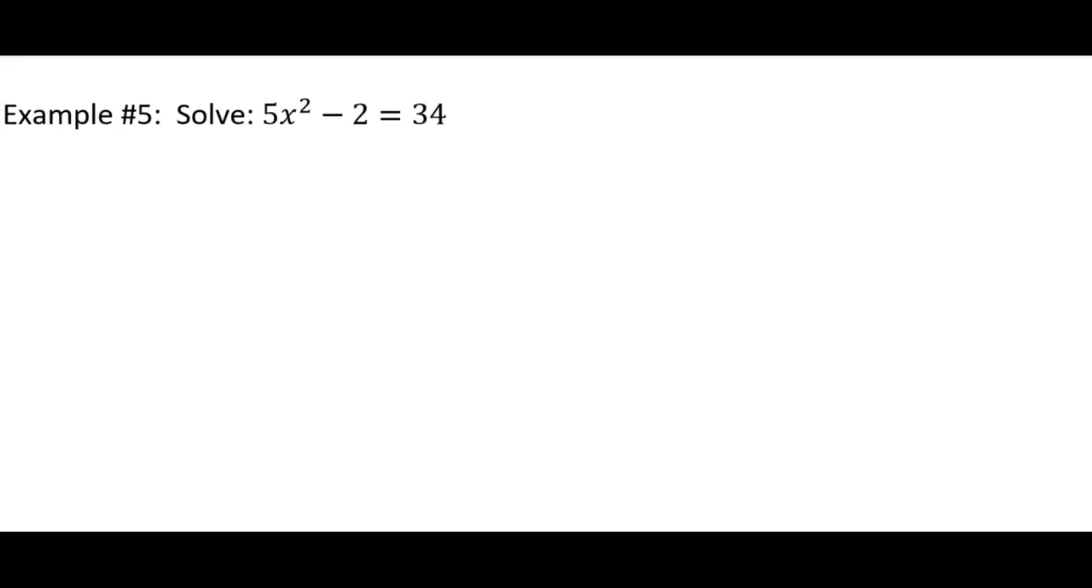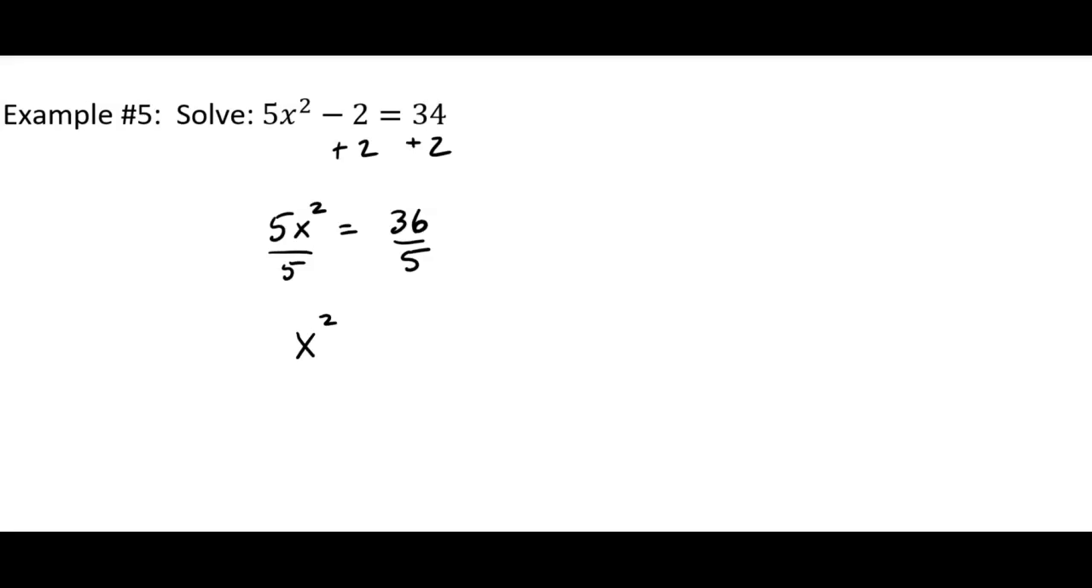All right, so here's another one. If you want, you could stop the video and see if you know how to do it, or you can just watch. You can always come back and finish the video. All right, get rid of the 2 by adding 2 to both sides. So you're going to have 5x squared equals 36. All right, now we need to divide by 5 because we don't want that coefficient there. We want the coefficient to be 1.